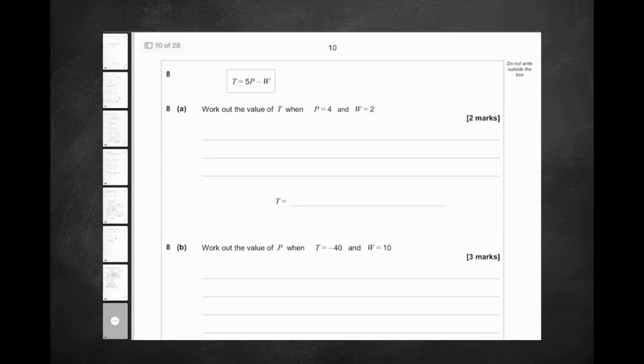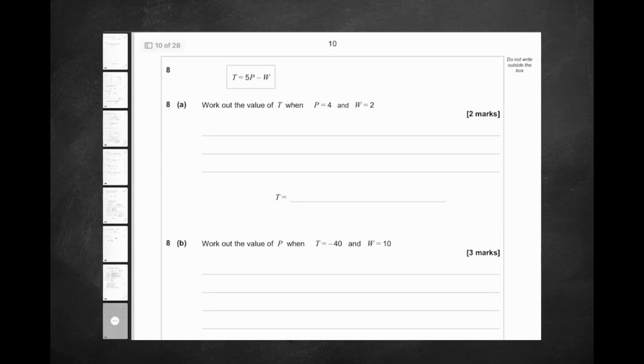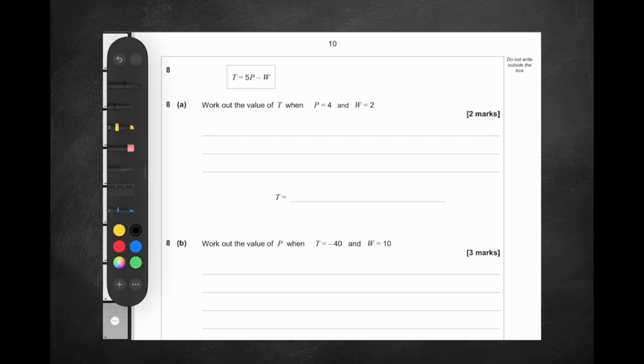Question number 8. T equals 5p minus w. Work out the value of t when p equals 4 and w equals 2. So t equals 5 lots of 4 minus 2 by just putting these numbers into the equation up here. So t is going to equal 20 minus 2, which is just 18.